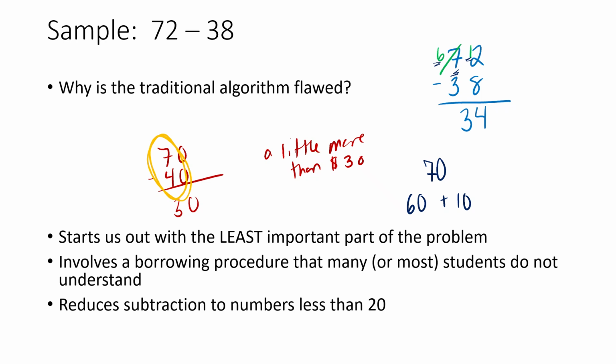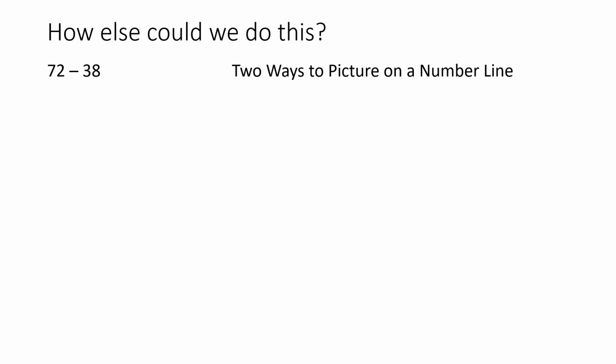And lastly, it reduces subtraction to numbers less than 20. So when you're doing subtraction this way, you never really need to deal with a number greater than like 19 in your subtraction, depending on what you're subtracting there. And so it reduces everything down, and students never really work with larger numbers, and we kind of lose this sense of how big numbers are. So again, the flaw with the traditional algorithm is not that it doesn't work. It's just that it sets up a way of thinking about subtraction that is not the healthiest for a lot of students. So how else could we do this?